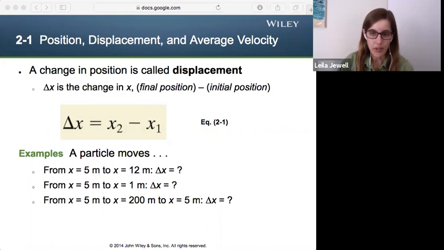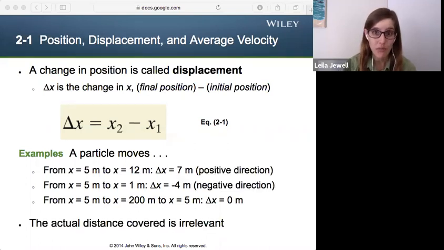Final one here is we have from x equals 5 meters to 200 meters to x equals 5 meters. What's our displacement? Well, our displacement only cares about the very final position and the very initial position. So our displacement is just 5 minus 5. In other words, it's 0.